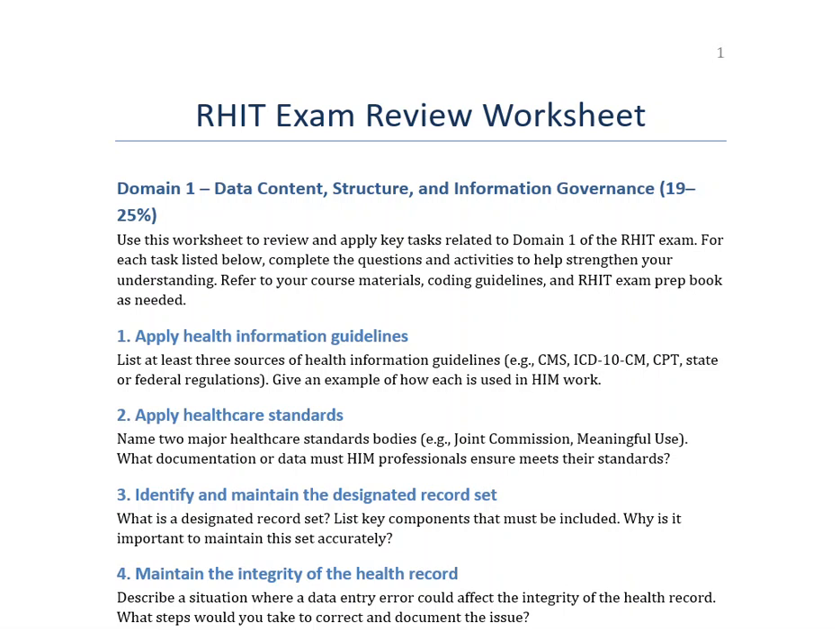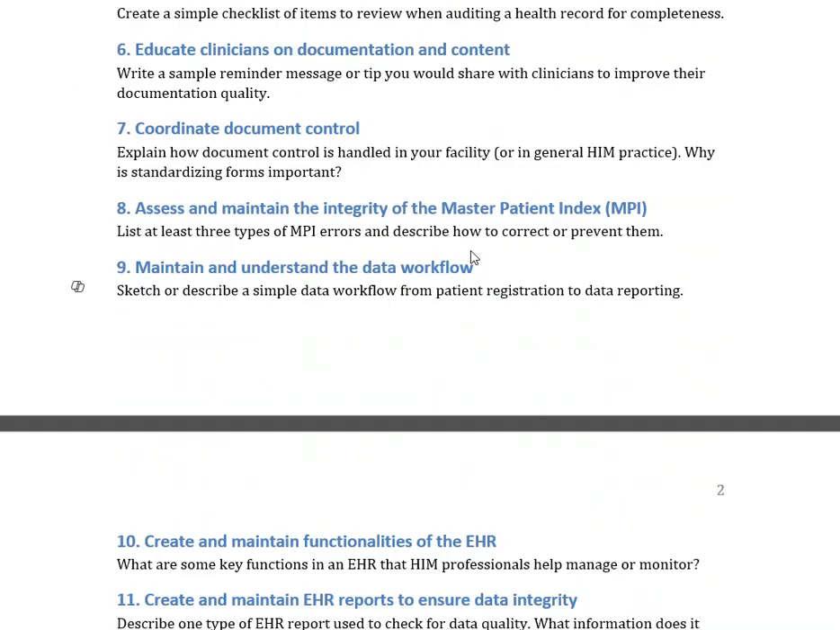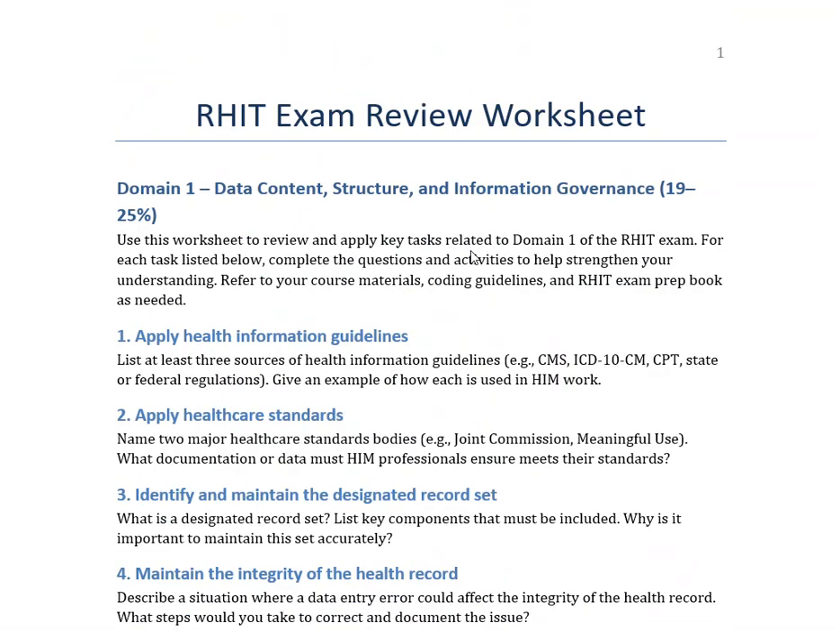And the range of possible questions on your version of the RHIT exam will be between 19 and 25%. So on this worksheet, you have the 12 elements that are from AHIMA, and under each one you have additional information to provide the context of what each of those mean. So you can use this worksheet as noted here at the top to review and apply the key tasks related to this particular domain. You could potentially print this document out. You certainly could save it to your personal computer.